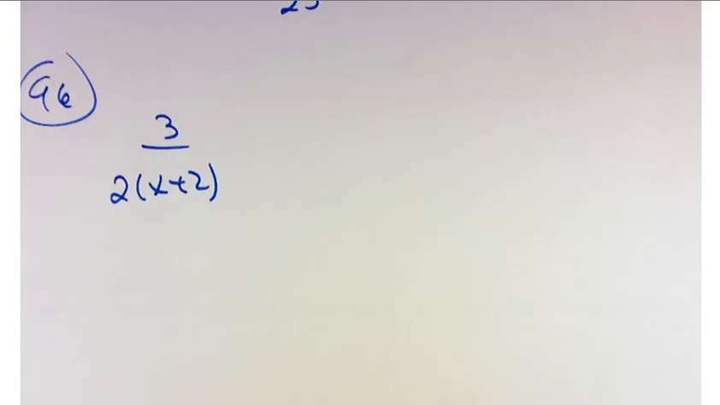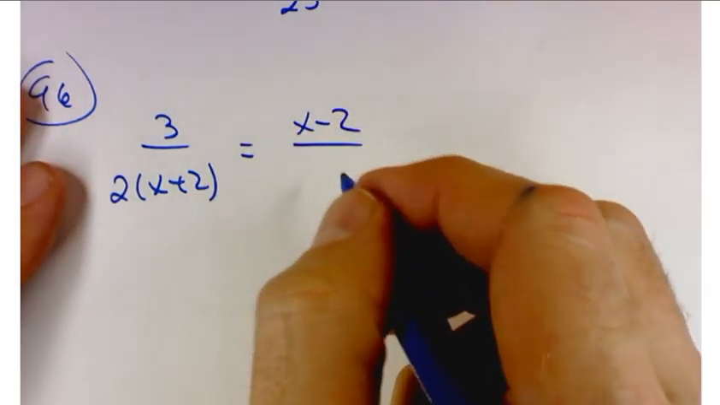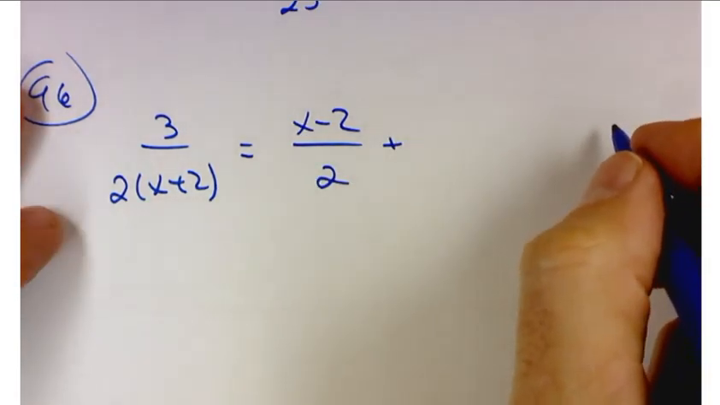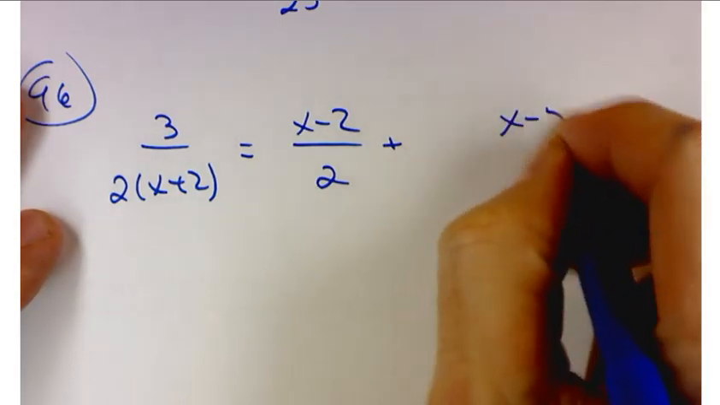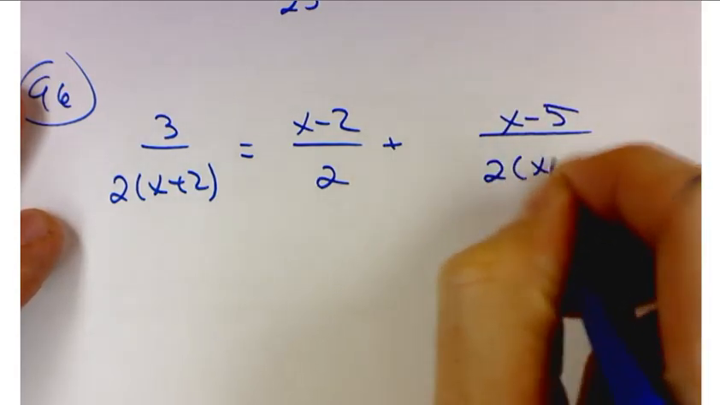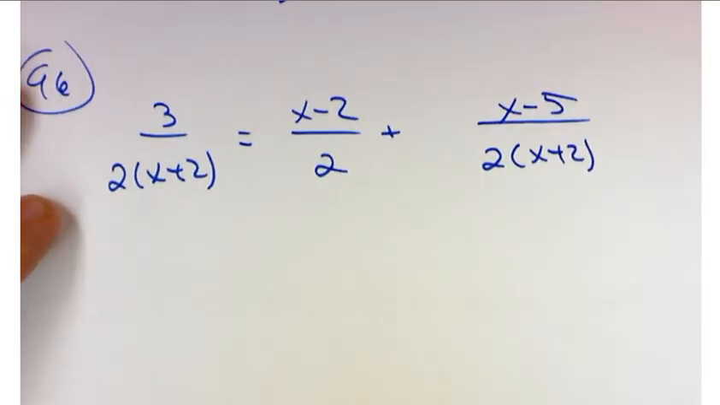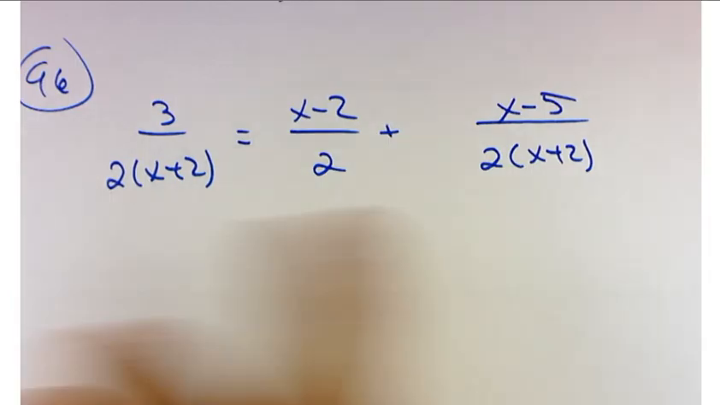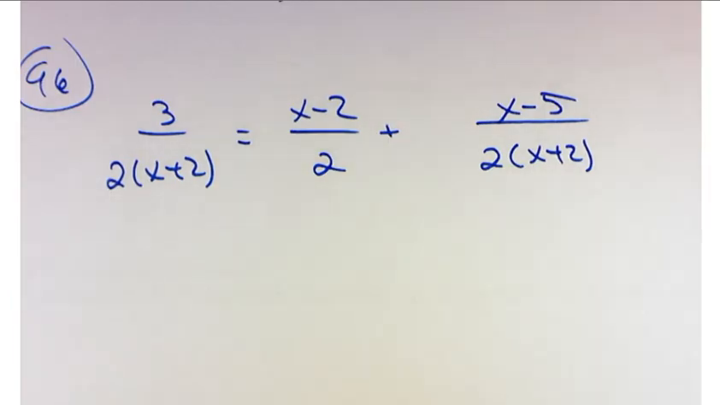Let me just make sure I get this one right. I think it's equals, yeah, equals x minus 2 over 2 plus x minus 5, again over 2 times x plus 2, term like that. So I took the liberty of factoring out the GCF from these two denominators. So our denominators are factored.